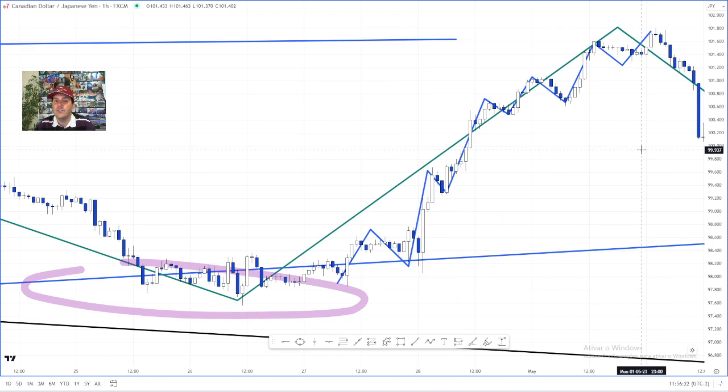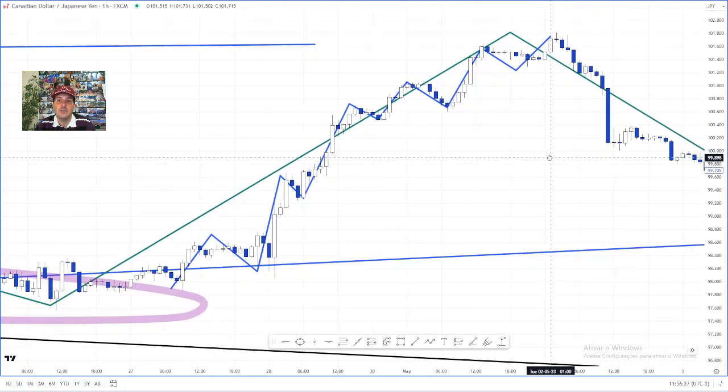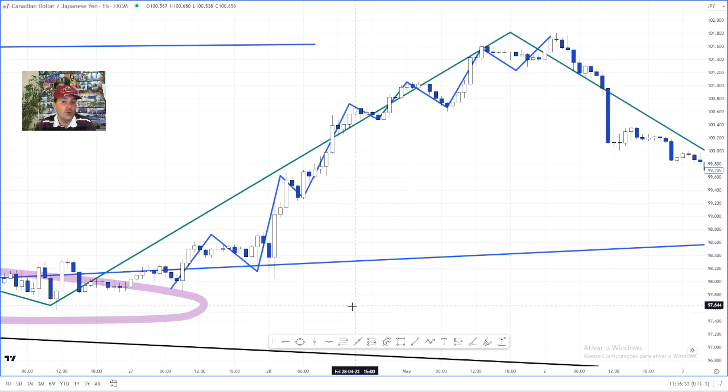Now I can see that the blue short-term uptrend on the 1-hour chart reversed. So the daily extension is over. How do we know? The short-term trend is changing direction.